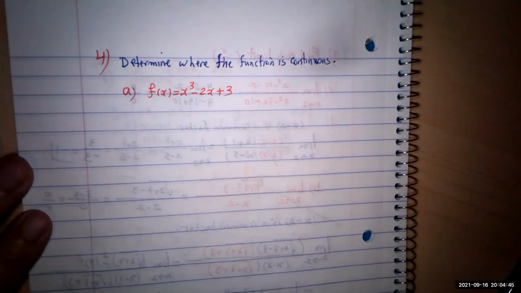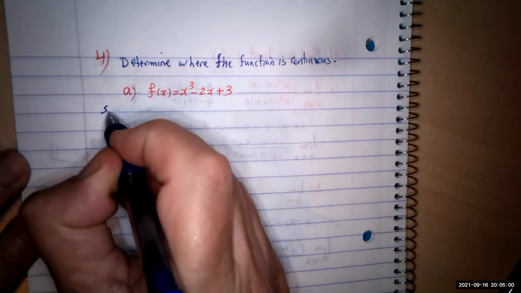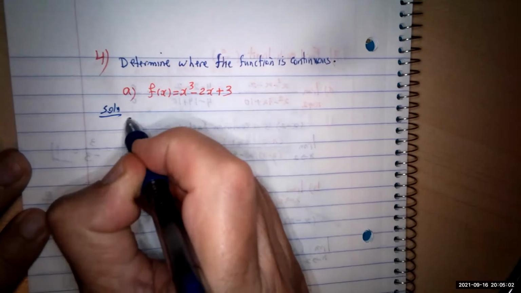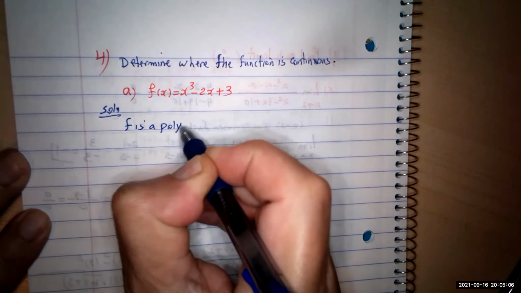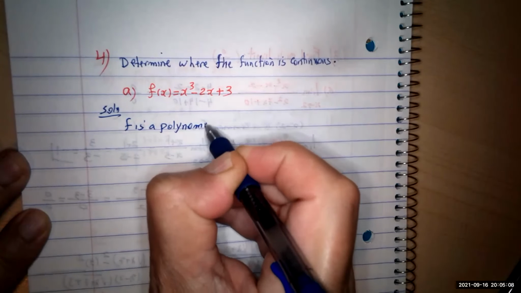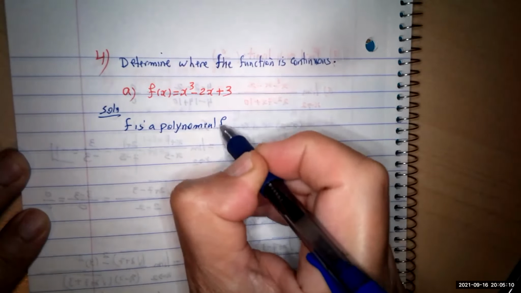What type of function is x cubed? Polynomial. And remember, we have a theorem: every polynomial is continuous forever. That's it, you're done. But you have to mention it, okay? So this is how we're going to answer this part. You answer that f is a polynomial, or a polynomial function.